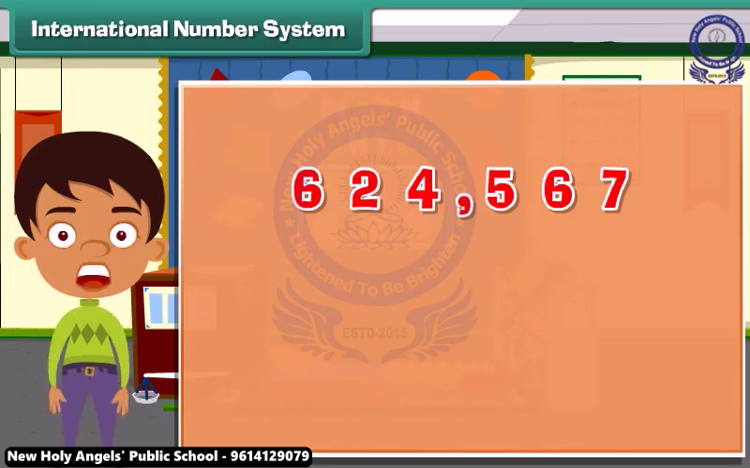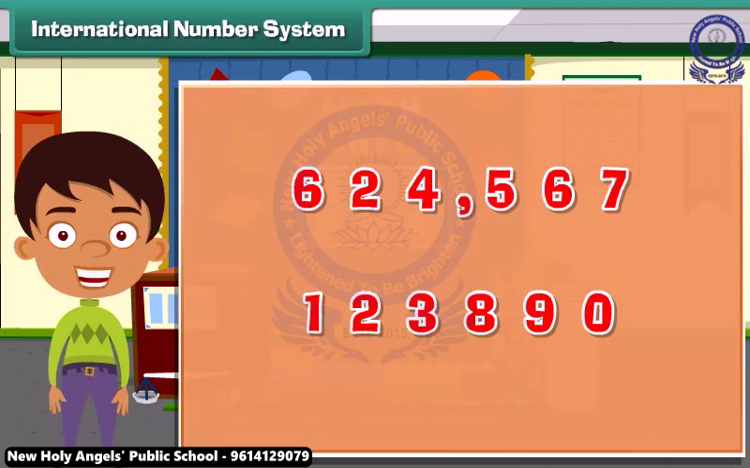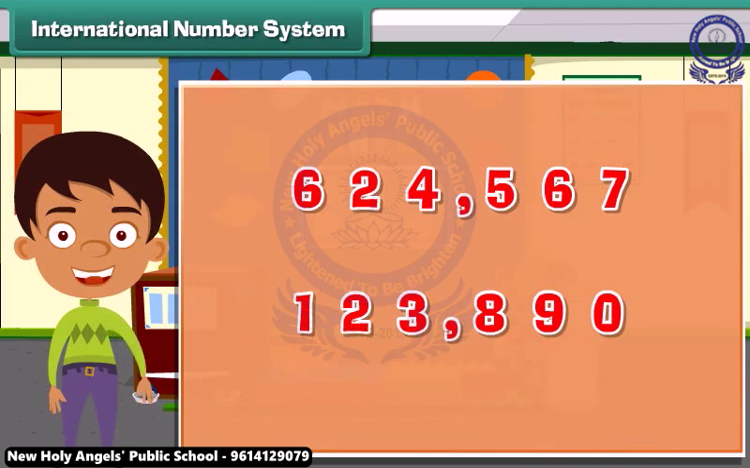Let us look at another number, 123890. The International number system will group it as 123,890. The number is read as 123,890.